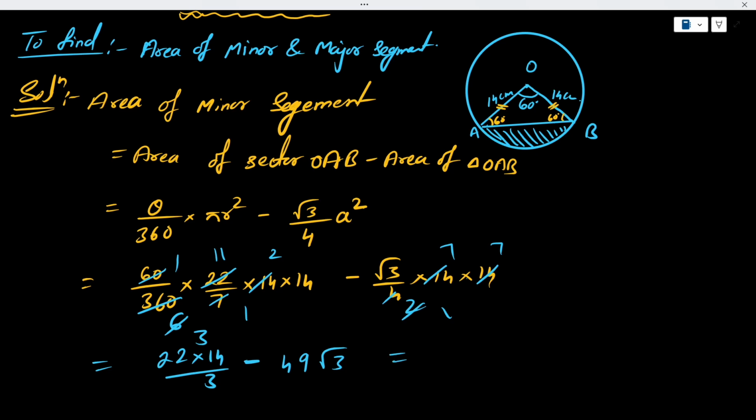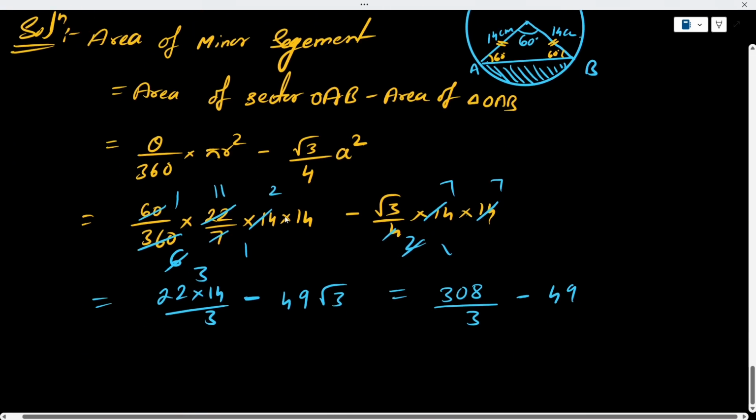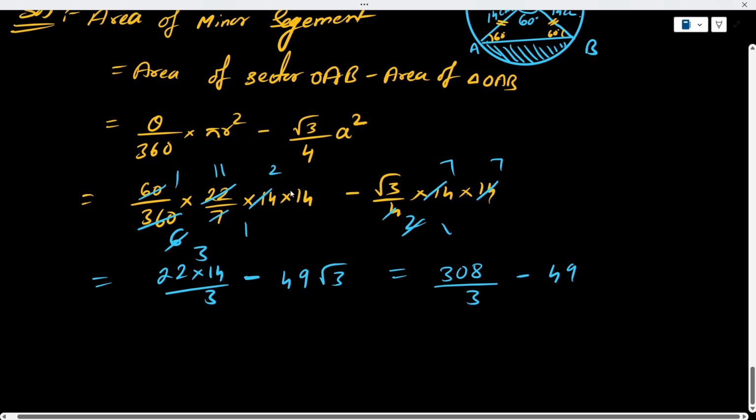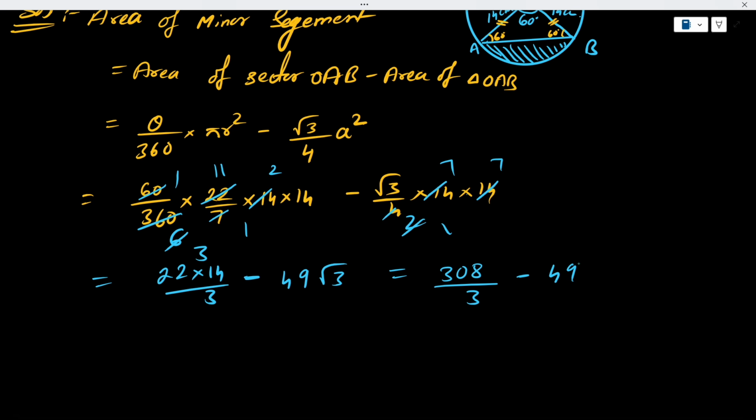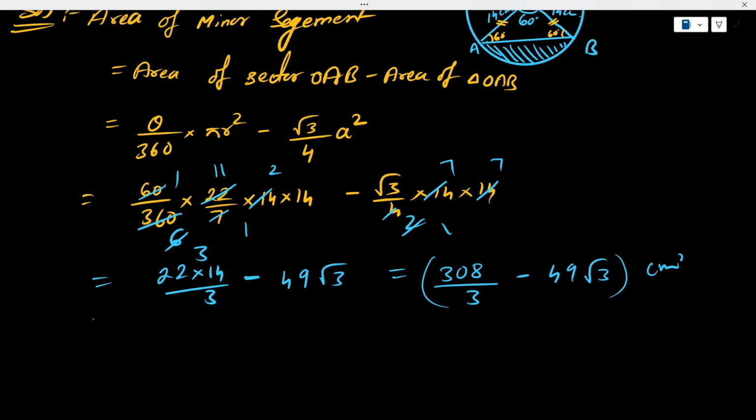How do we solve this question? Now you are getting a fractional value, which is not divisible. So 308 by 3 minus 49 root 3. Whether they give it or not, because it's about area, it's better to substitute the value of root 3. This is the value in square centimeters. If I get the decimal value, you will be able to get the simplest form.